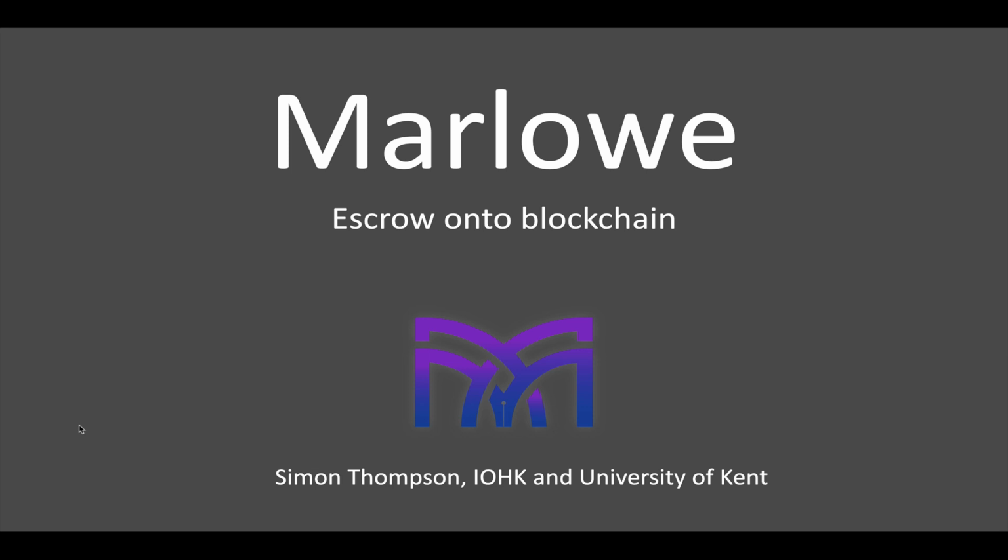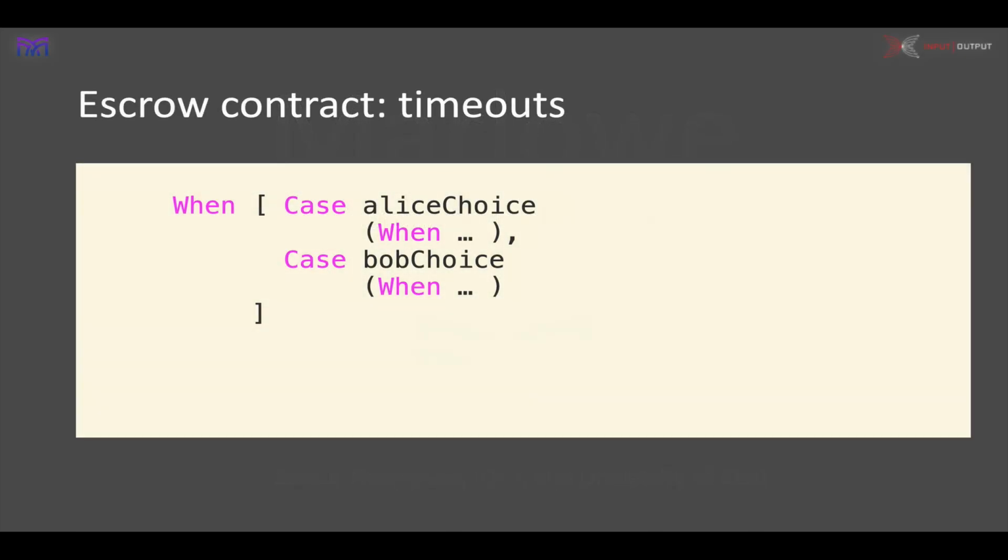In this video, what I want to do is show how the escrow example that we saw a couple of videos ago is transformed to work in our blockchain context. So if you remember, our escrow waited for Alice to make a choice, and then for Bob to make a choice. In fact, in the version I'm showing you here, I've generalized it slightly so that either Alice or Bob can make a choice first.